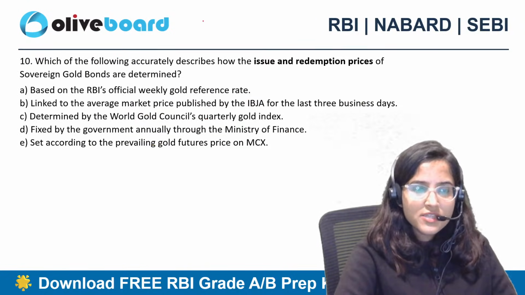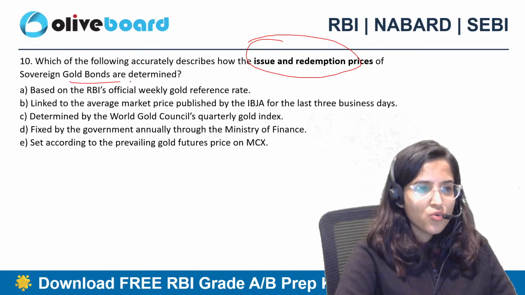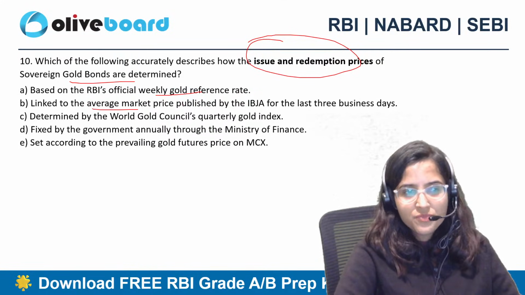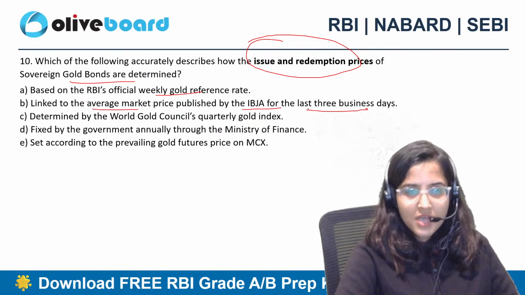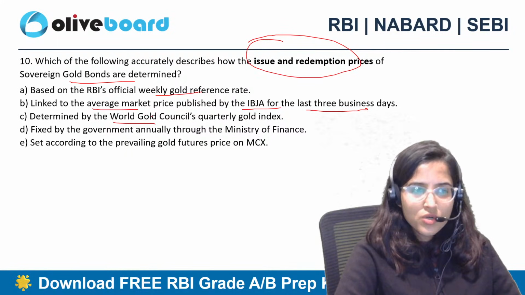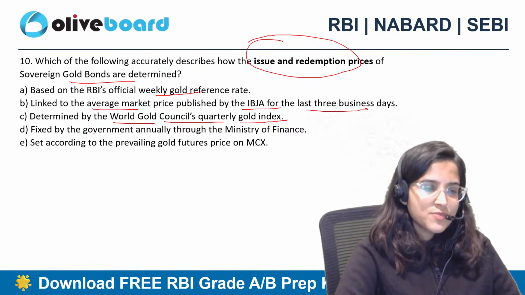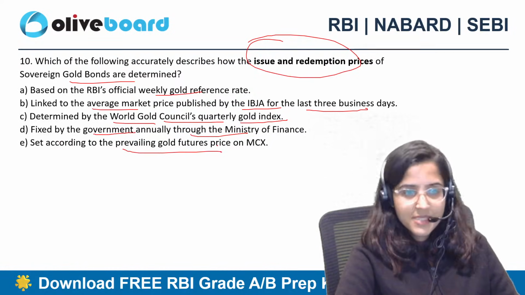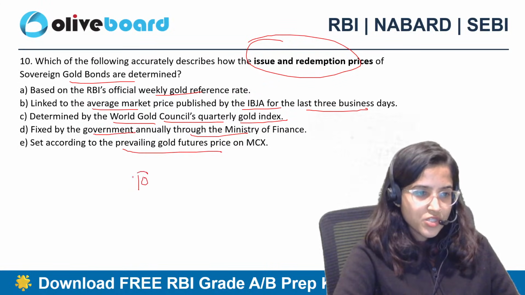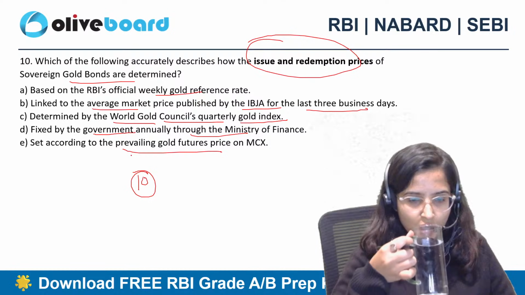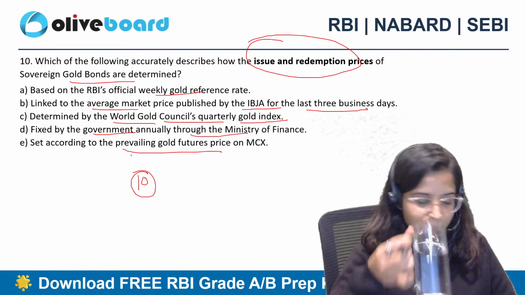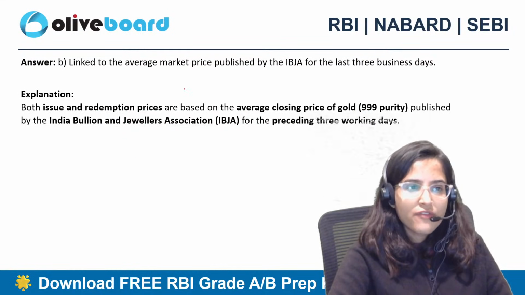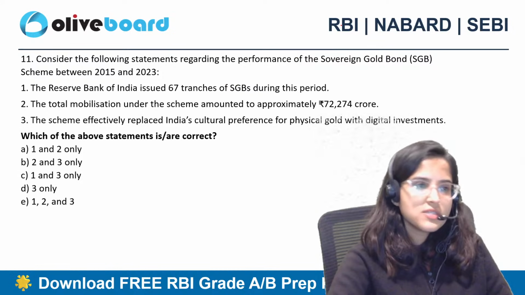Which of the following accurately describes how the issue and redemption prices of sovereign gold bonds are determined? Based on RBI's official weekly gold reference rate, linked to the average market price published by IBJA for the last 3 business days, determined by World Gold Council's quarterly gold index, fixed by the government annually through Ministry of Finance, set according to the prevailing gold futures price on MCX. 10th question, what is your answer? B is absolutely correct, linked to the average market price published by IBJA for the last 3 business days.